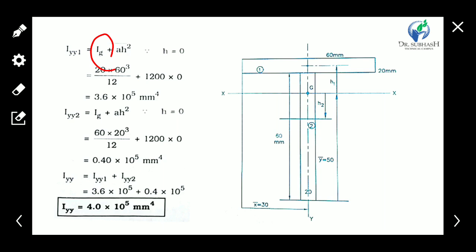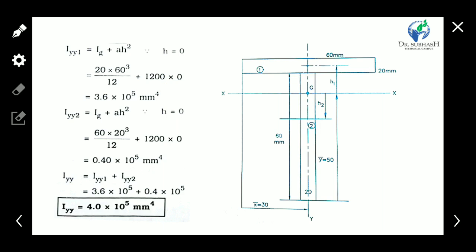Let's see that Ig, so we know that it is BD cube by 12. So here Iyy, so dB cube by 12. So depth, what is the depth here? It's 20 and breadth is 60. So dB cube, depth 20 and b cube is breadth cube. Breadth is 60 by 12. Ig is there. Now area is 60 into 20, 1200.